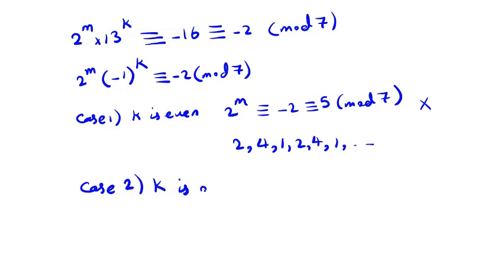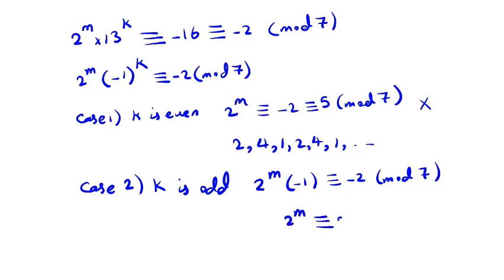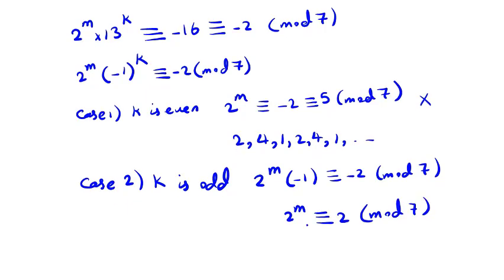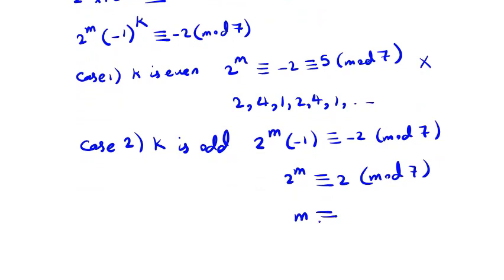When k is odd, 2 to the power of m times negative 1, because negative 1 to the power of odd is negative 1, equals negative 2 mod 7. So 2 to the power of m equals 2 mod 7. Because here it is 2, 4, 1, 2, 4, 1, we can see that m mod 3 must be 1, because the period here is 3, and 2 to the 1 is 2, 2 to the 4 is 2. So the power mod 3 is 1.